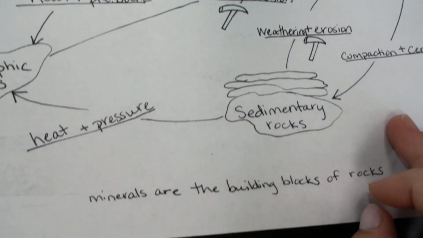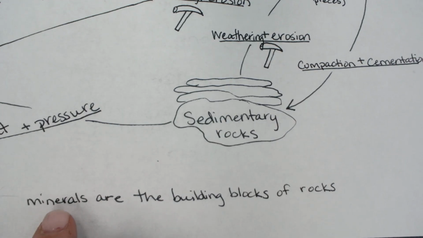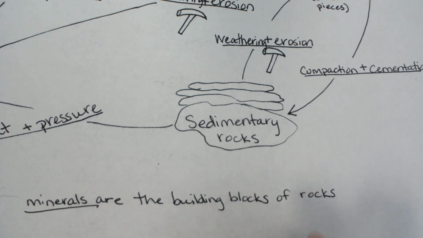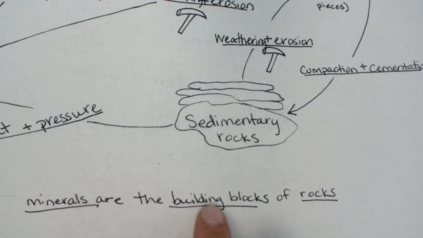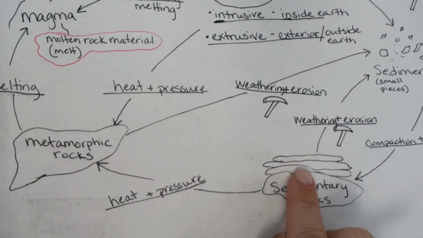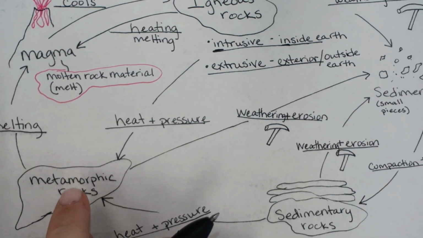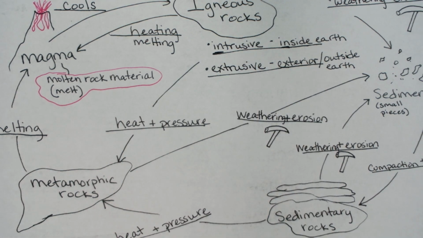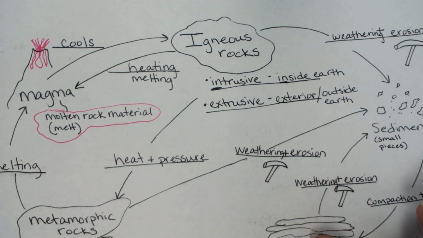All rocks are made up of minerals. Minerals are the building blocks of rocks. Minerals are what builds rocks. So all of these rocks up here are made from minerals, such as quartz and magnetite. There are all different types of minerals that make up rock types.